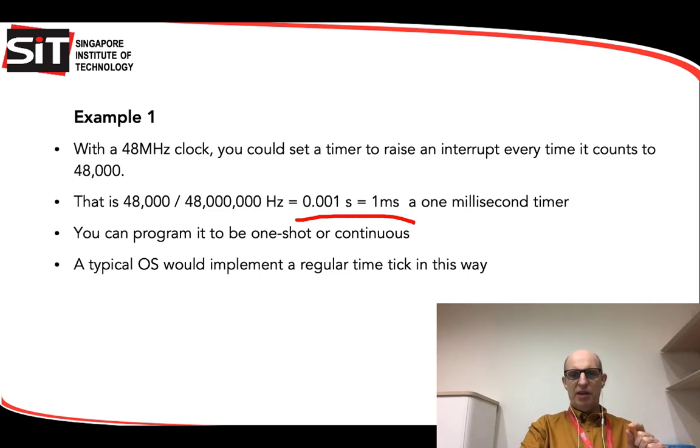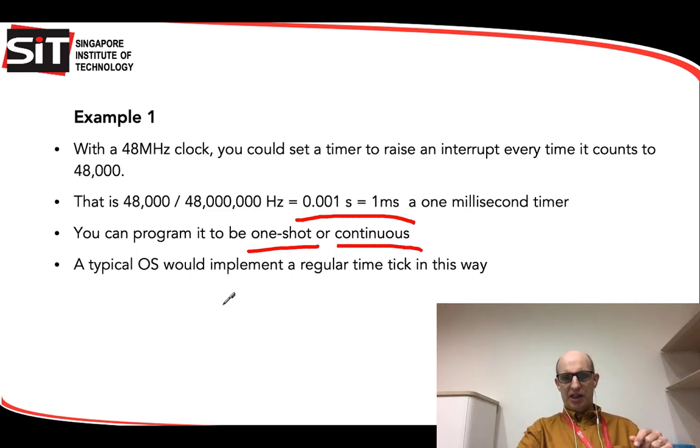Now we can program this to be one shot or continuous. We'll see this in a moment. One shot means you measure just a single 1 millisecond duration. Or if we have that running continuously, then we get a 1 millisecond tick, tick, tick.